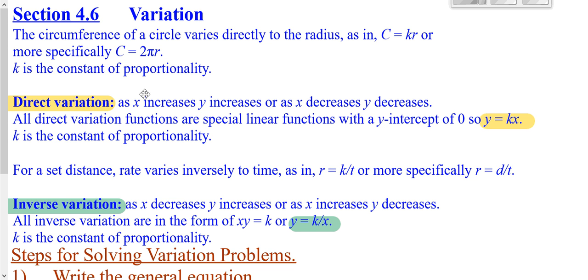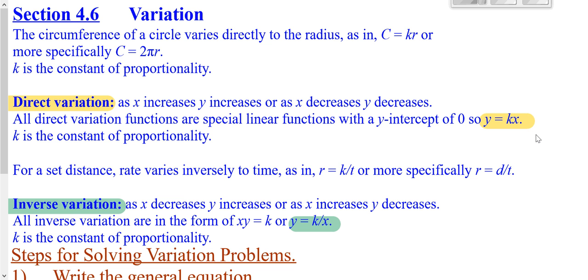Direct variation means as one goes up, the other goes up, or as one goes down, the other goes down. In general, we would say y is equal to k times x. Once again, k is your constant of variation. This is a special line right here. Basically, it's a line whose y-intercept is 0. Any direct variation is a special line with a y-intercept of 0.